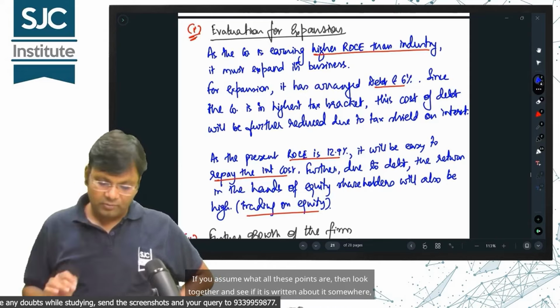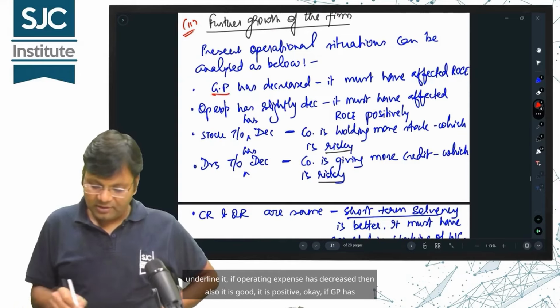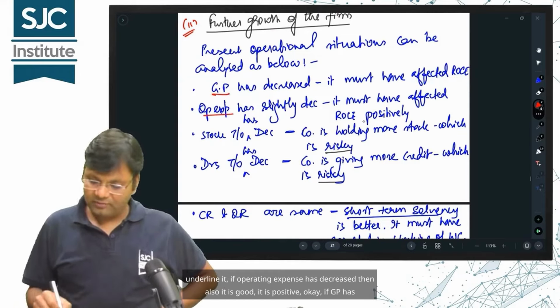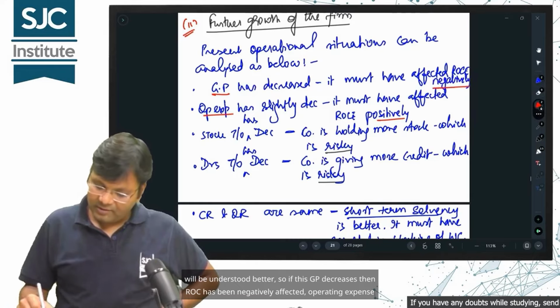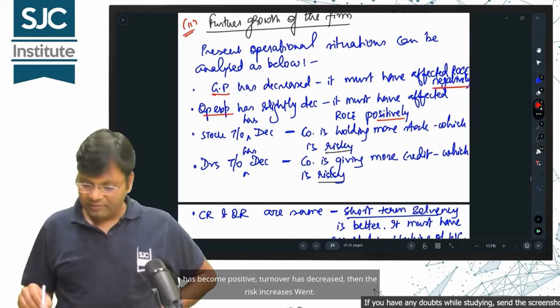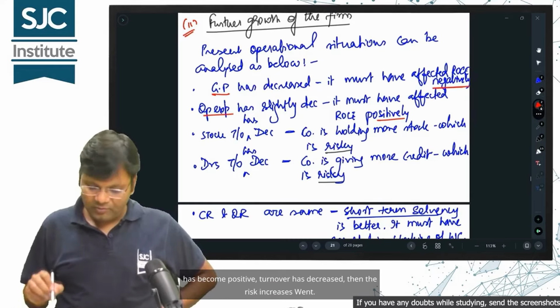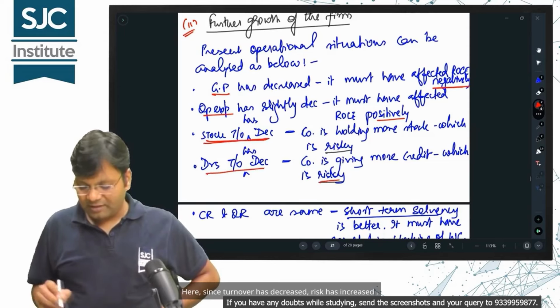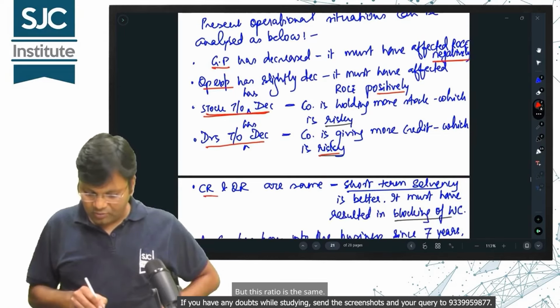For that I analyze the current situation. If GP has decreased, then it is good. If you are writing about GP, then underline it. If operating expense has decreased, then also it is good. It is positive. Okay. If GP has decreased, then it is not good. Sorry. If you write ROC negatively affected or write it negatively, then it will be understood better. So if this GP decreases, then ROC has been negatively affected. Operating expense has become positive. Turnover has decreased, then the risk increases. Here, since turnover has decreased, risk has increased. But this ratio is the same.